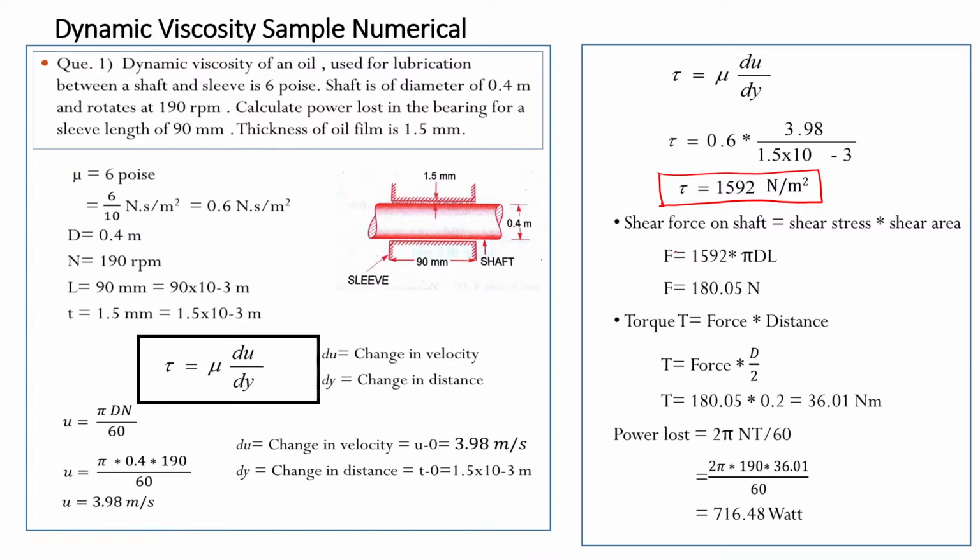Actually, we want to find out power lost. So power loss we can find out by using this formula, 2 pi NT divided by 60. So we actually want torque. We have got the shear stress, but we want torque. So first we will find out the force. Force we can find out as shear stress into surface area. By using that, we get the shear force, that is also known as viscous force. Using this force, we are able to find out the torque. That is, torque is force into radius, that is diameter divided by 2. So the torque is 36.01 Newton meter. After putting the values, I'm getting power lost as 616.48 watt.